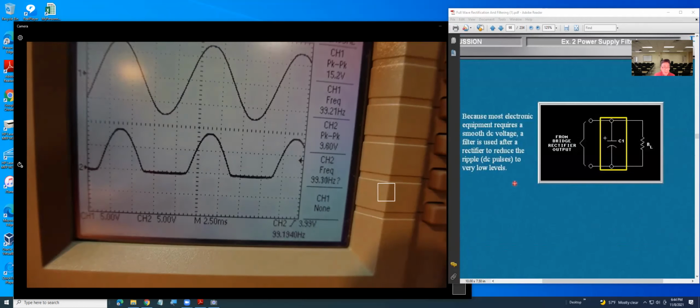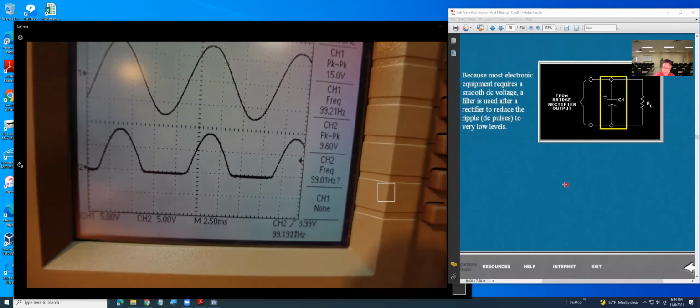Okay, now they're talking about the capacitor. You can read that. Basically, the capacitor will store the voltage.